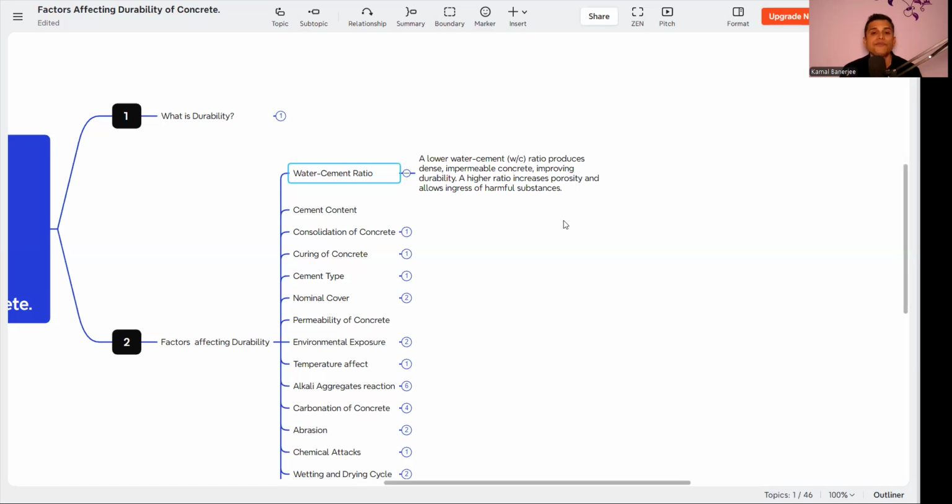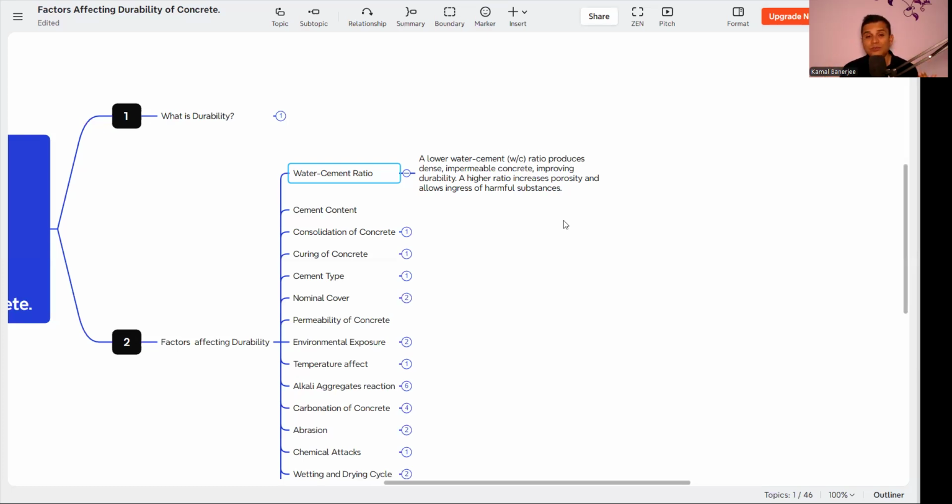But for now, we need to know that if the water cement ratio is more, then it will make high porosity. Now, if the porosity is more, what will happen? This concrete is in the environment, and in the environment there are chemicals, there are sulfates, there is chloride, there is carbon dioxide, there is also moisture that will penetrate inside the concrete.